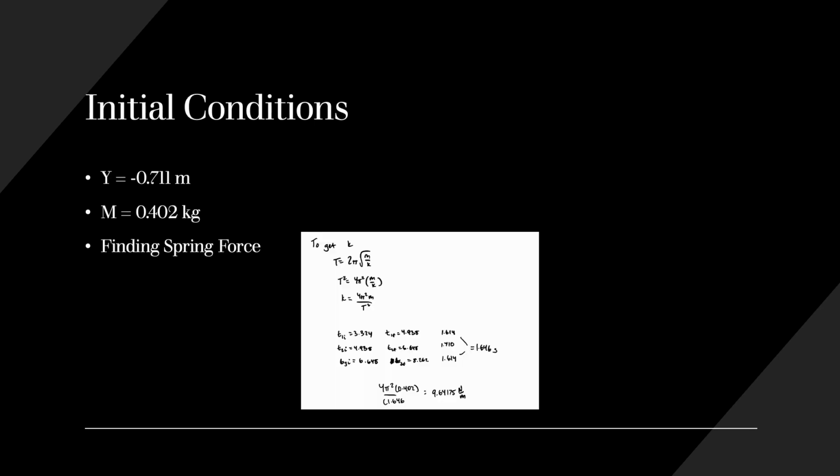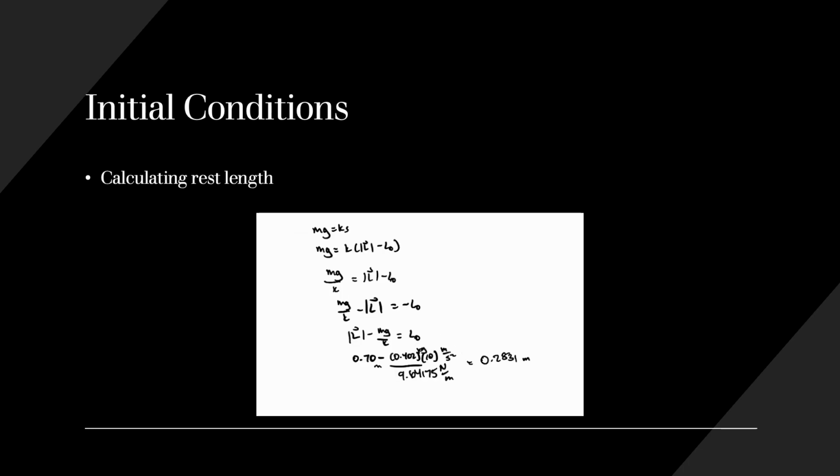The initial conditions for the video that we analyzed are that the spring started off at negative 0.711 meters and it has a mass of 0.402 kilograms. To find the spring constant, we had to manipulate the period equation and measure how long it took for the spring to get back to the same place it was after one whole loop. With this, we got that the spring constant was 9.64175 newtons per meter. To calculate the rest length, we had to use the net force equation, which gave us that the resting length was 0.2831.